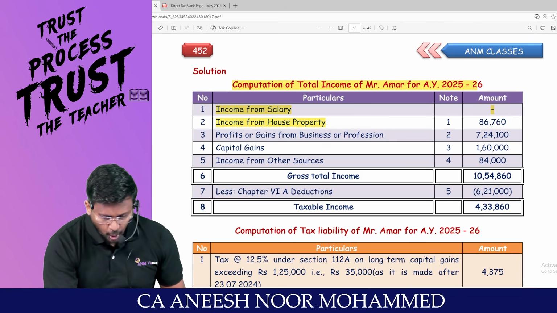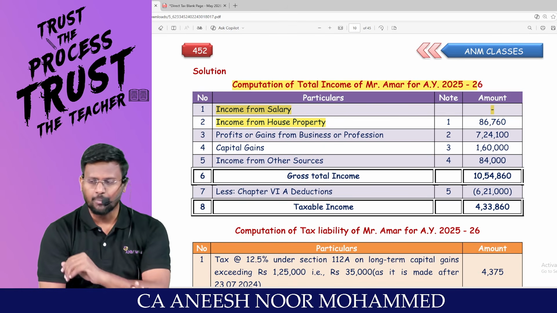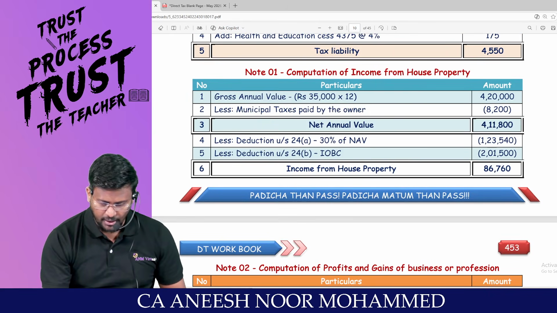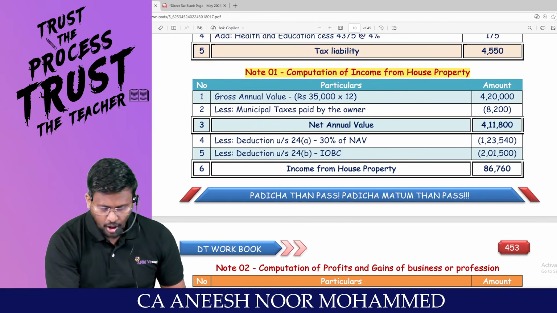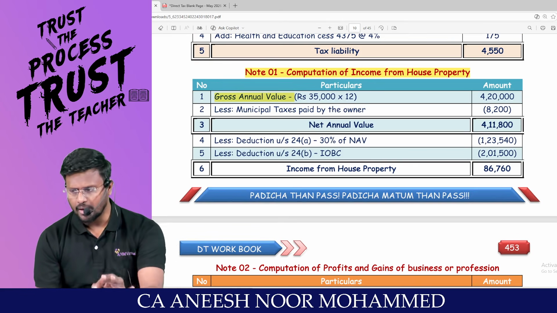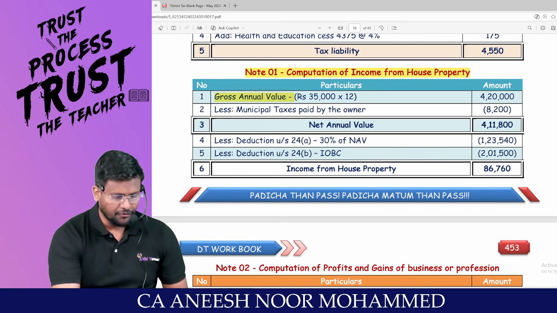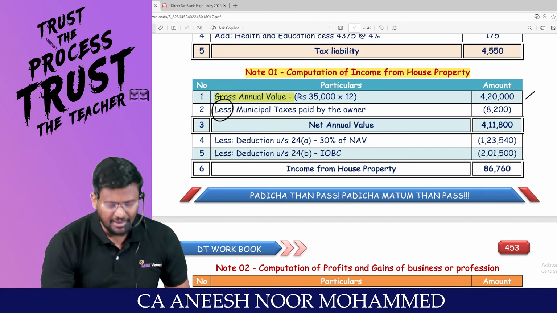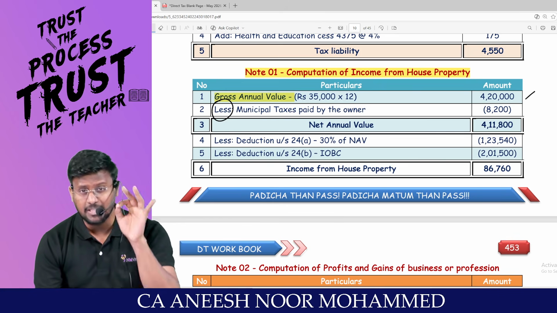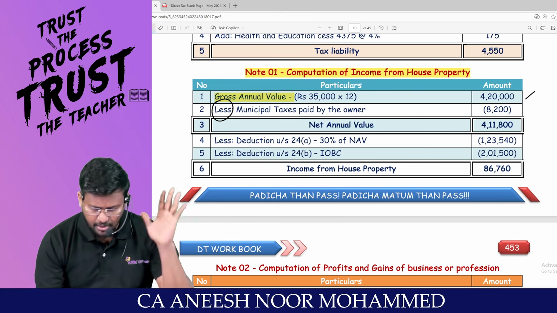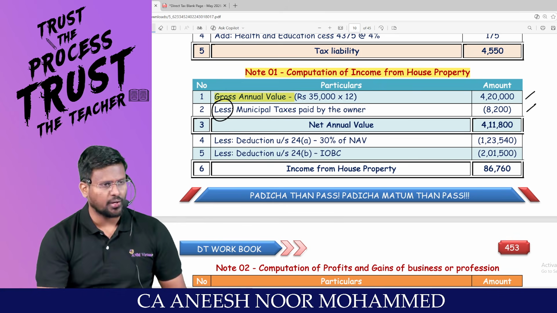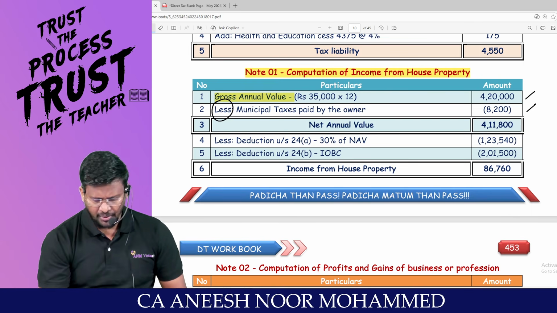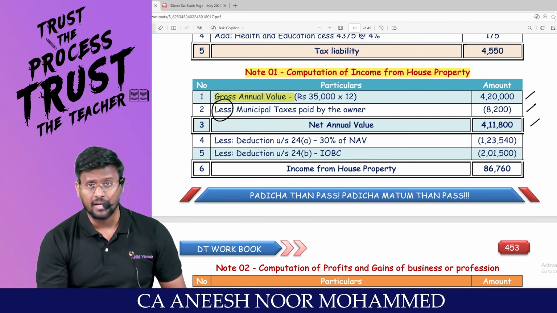Then income from house property. There was one property. That property is a let-out property. Can we calculate the house property income? Gross annual value. What is the monthly rent? You pick from the question. 35,000 for 12 months comes to 4,20,000. Less municipal tax or local tax paid by the owner, 8,200. Anyway, that is for 1 year, I think, right? So the net annual value is 4,11,800.